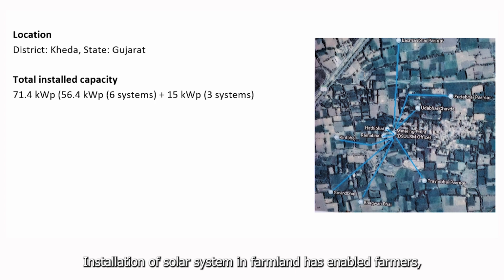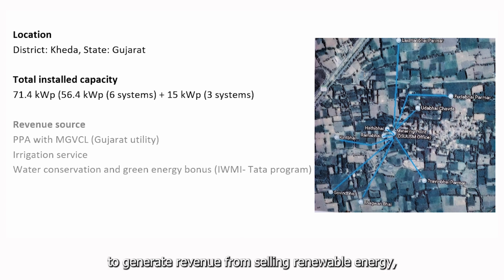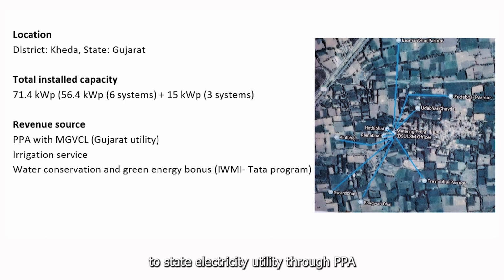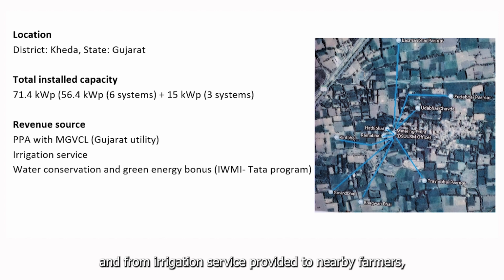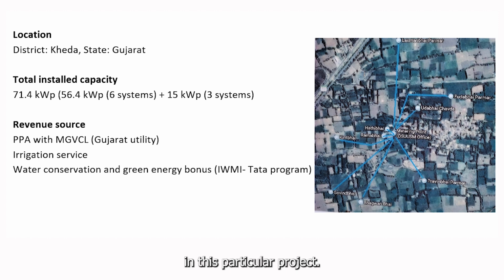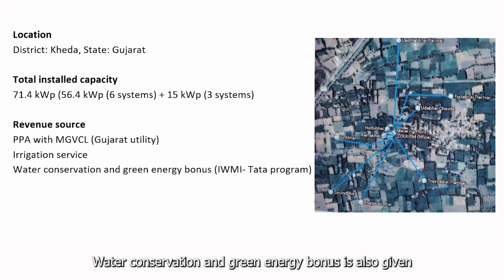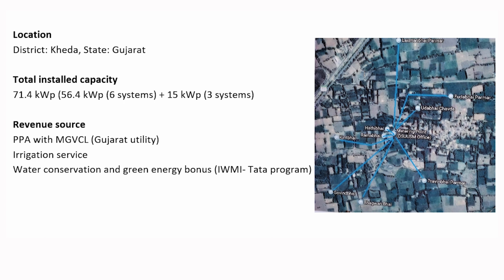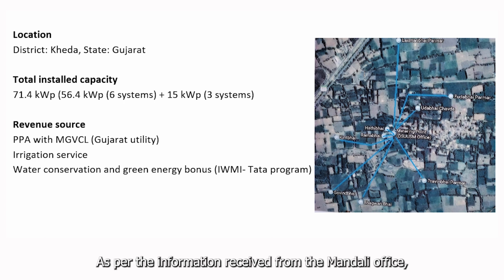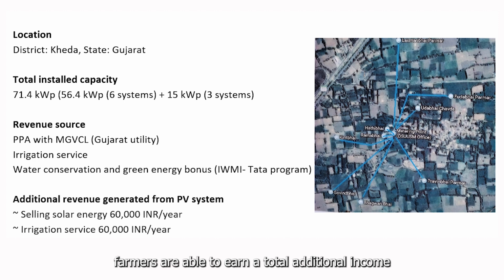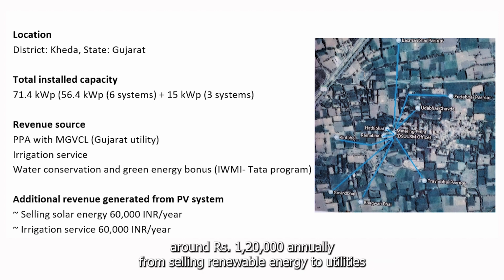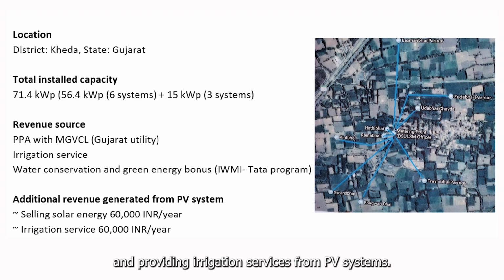Installation of solar systems in farmland has enabled farmers to generate revenue from selling renewable energy to the state electricity utility through a PPA, and from irrigation service provided to nearby farmers in this particular project. Water conservation and green energy bonus is also given to the farmers under the partnership program. As per the information received from the Mandali office, farmers are able to earn a total additional income of around 1,20,000 rupees annually from selling renewable energy to utilities and providing irrigation services from PV systems.